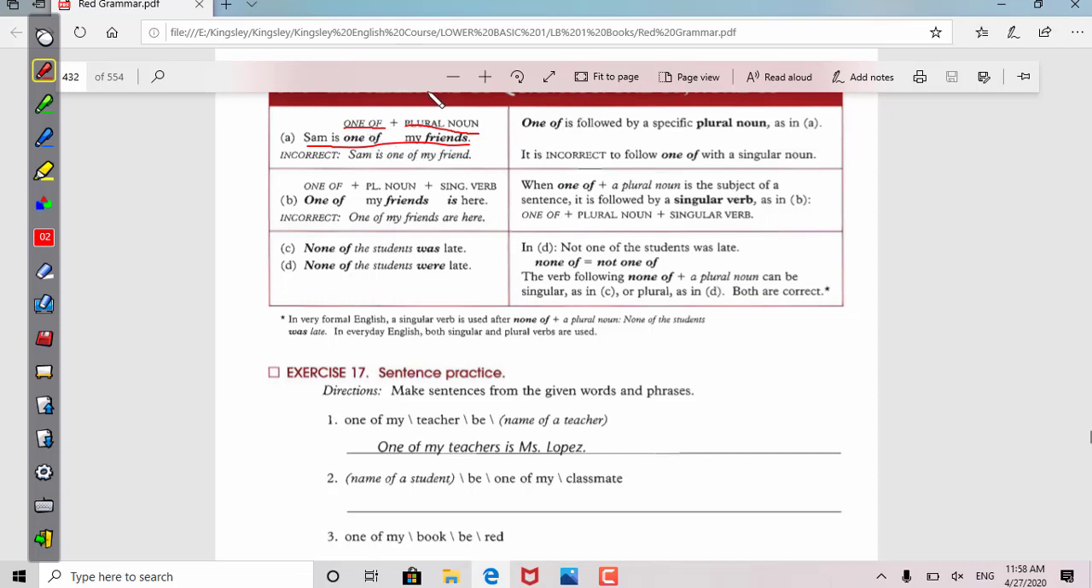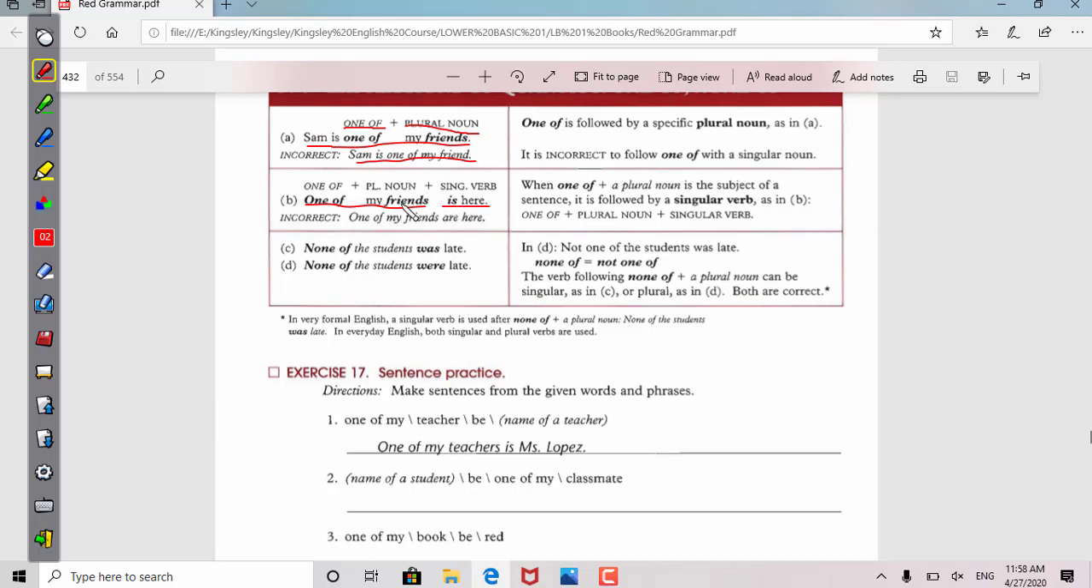One of, satu dari teman-teman saya, because you say one of. When you say Sam is one of my friend, that will be wrong. So you have to say one of plus plural noun, plus singular verb.